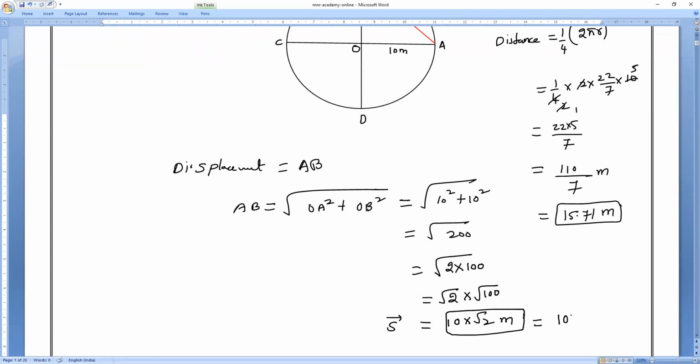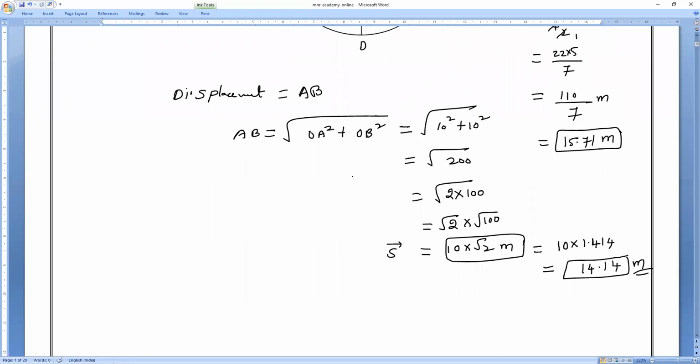Or else, the root 2 value is 1.414, which is equal to 14.14 meters. Okay, Lingesh, Kishore, understood? Yes, sir. Any doubt, anyone? Please let me know. Are you all clear, everybody? Yes, sir. So this is what it is. Next.